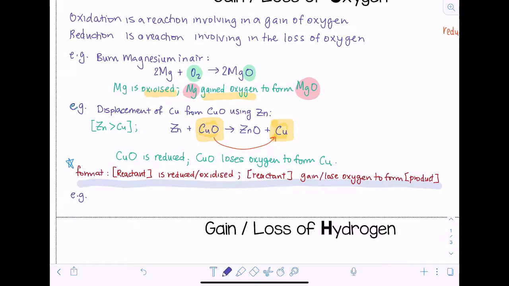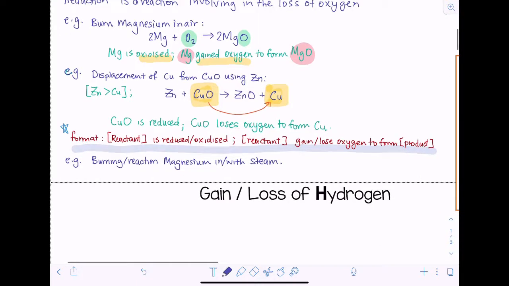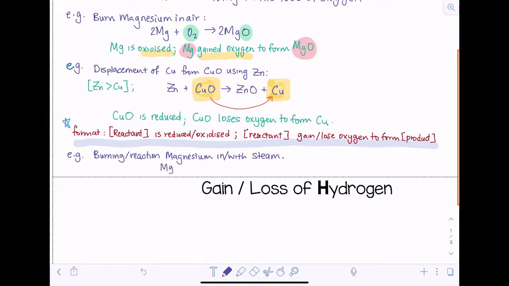where we burn, or rather the reaction of magnesium with steam. So I'm going to write down the equation and let's see if you can spot it. Magnesium reacts with steam. Steam is actually water. It gives you magnesium oxide and hydrogen gas.